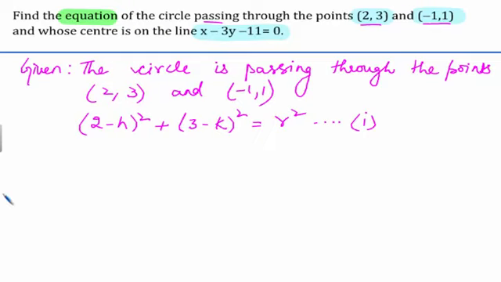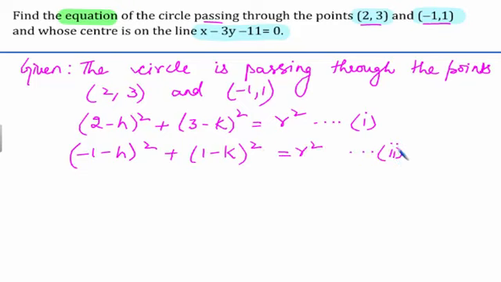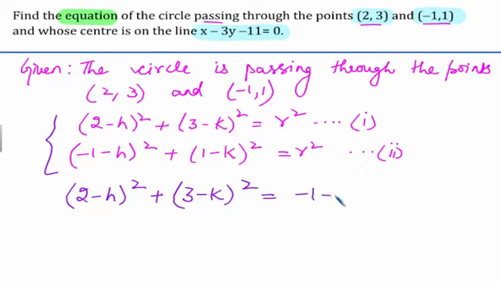Now, minus 1, 1 also satisfies the equation. Therefore, we have minus 1 minus h whole square plus 1 minus k whole square is equal to r square, denoting this by equation number 2. Now, as we can see, the right hand sides of both the equations are the same, therefore their left hand sides are also equal. So we have 2 minus h whole square plus 3 minus k whole square is equal to minus 1 minus h whole square plus 1 minus k whole square.